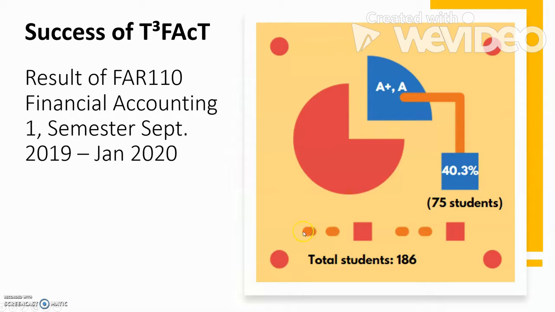Next is the evidence and success of Tic-Tac-Toe. The result from the Financial Accounting 1 subject, FAR 110, semester September 2019 to January 2019, represents that 40.3% of students managed to get A and A plus, which is equivalent to 75 students out of a total of 186 students. So this is the remark of the excellence of the application of this Tic-Tac-Toe.